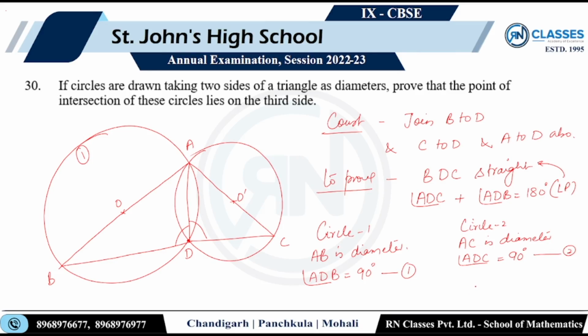So अब एंगल ADB प्लस एंगल ADC किसके बराबर हो गया? 90 प्लस 90, दैट इज इक्वल टू 180 डिग्री. अगर इनका सम 180 हो गया, मींस दे फॉर्म अ लीनियर पेयर. Then I can say that BDC is a straight line.